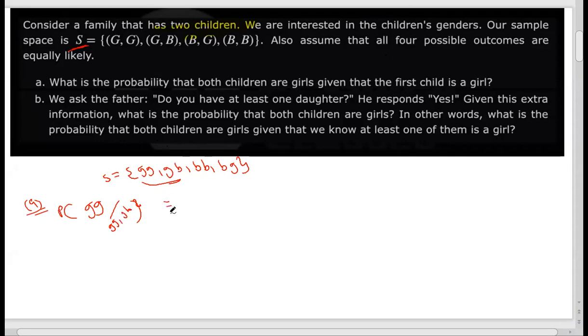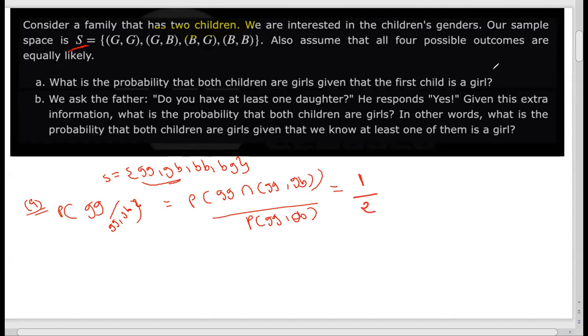Now we use the formula to solve this. P of GG intersection with {GG, GB}, upon P of {GG, GB}. As mentioned, all outcomes are equally likely. So the number of elements in A intersection B is 1, upon the number of elements here, 2. So for the first question the answer is 1 by 2.